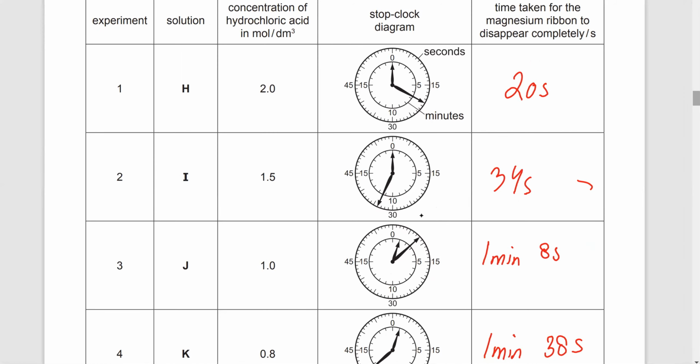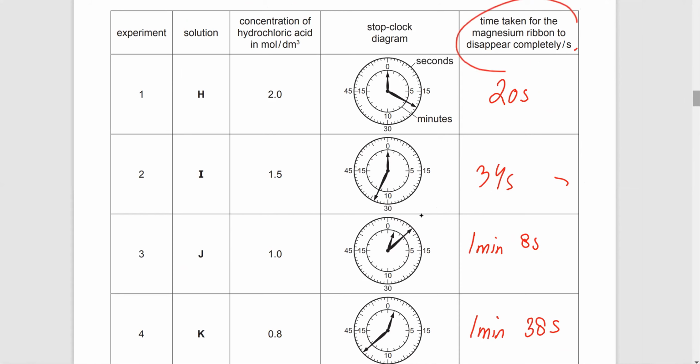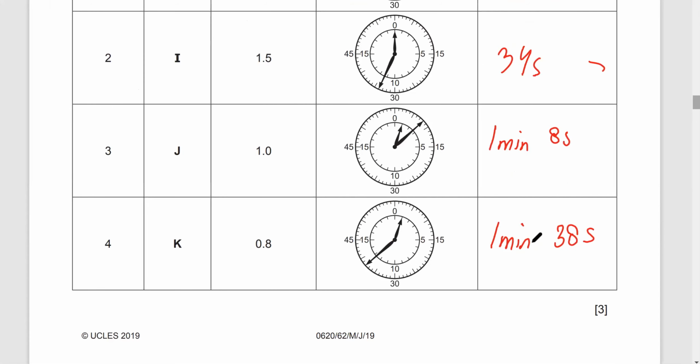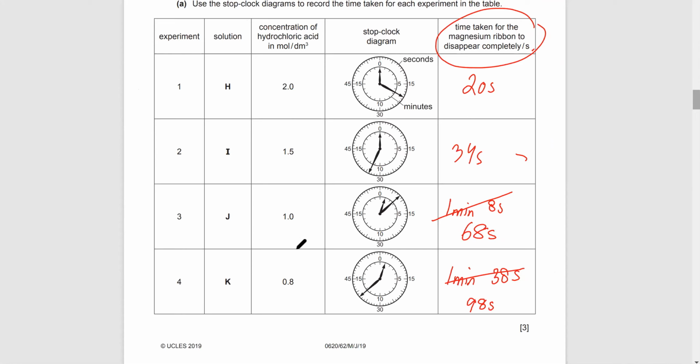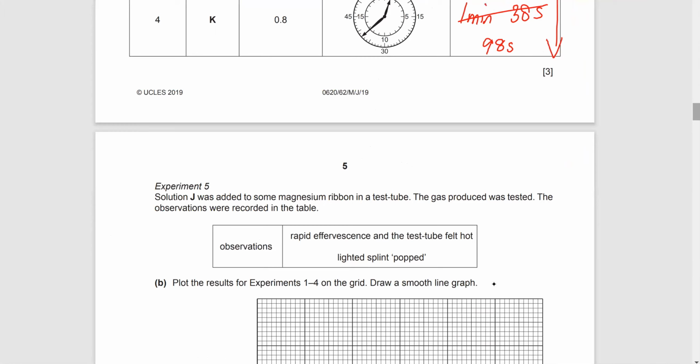One mistake that we made was, if we were filling this table, the unit they were using was seconds, so we shouldn't be using minutes. This should be 68 seconds, and this should be 98 seconds. Like 1 minute is 60 seconds and 38 seconds, that's 98 seconds. Anyways, the reaction makes sense. The concentration keeps decreasing and the time taken keeps increasing. So slower reaction. As you go downwards, the reactions are getting slower and slower.